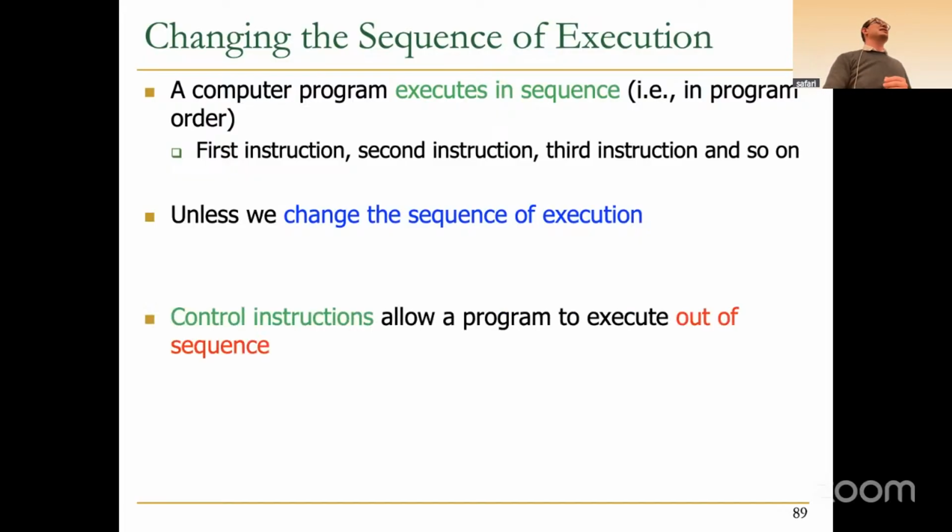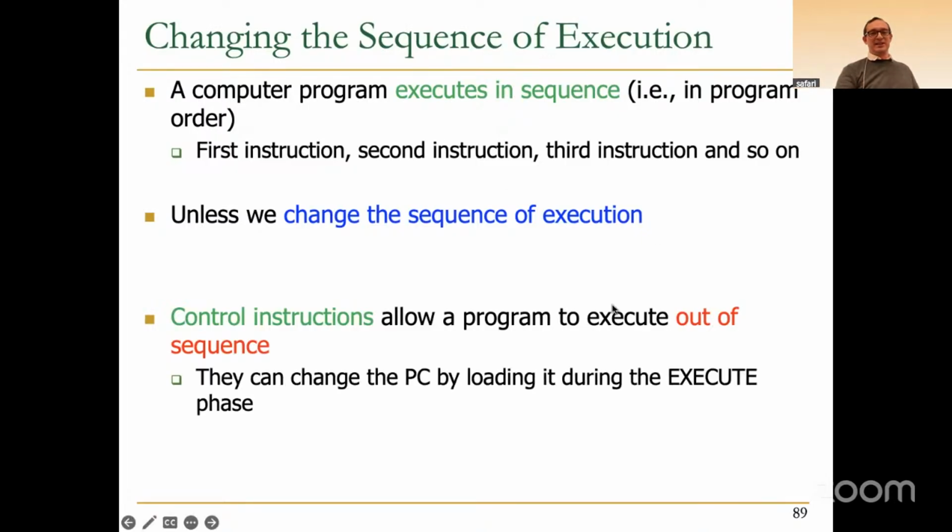So control instructions allow us to do this. They allow a program to execute out of sequence. They can change the program counter by loading it during the execute phase, meaning there are instructions that operate directly on the program counter. The program counter is an architecturally visible register to the programmer. The programmer can say, I'm going to put value X into the program counter, which means that the next instruction I'm going to execute is going to be at address X, right?